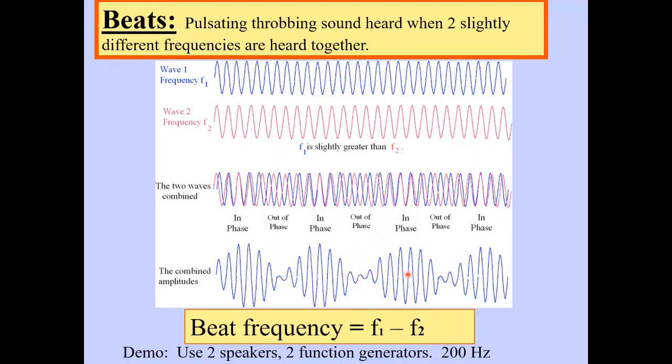And if you do the mathematics for this, which we're not going to do in this course, but it's not that difficult, the frequency of these beats, all right, this is loud, soft, loud, soft. So these beats that we hear are these throbbing sounds. The beat frequency is simply the difference between the two frequencies. It's the high frequency minus the low frequency. So let's go ahead and look at and listen to a demo of beats where we're going to use two speakers connected to two different sources, and we will intentionally change the frequency of one of the speakers just a little bit so we can hear the beats.